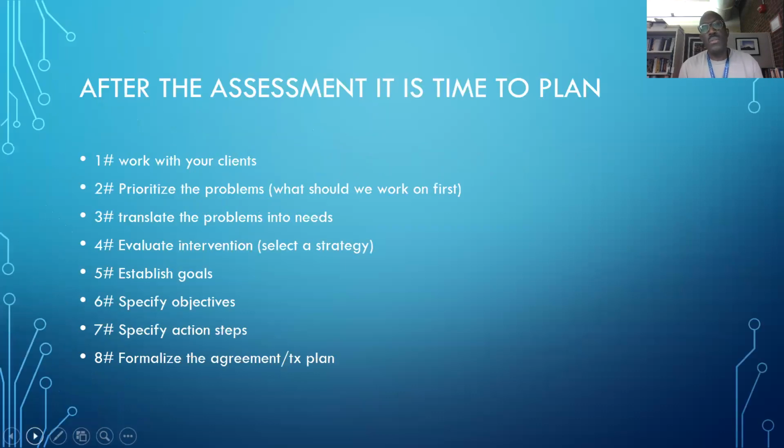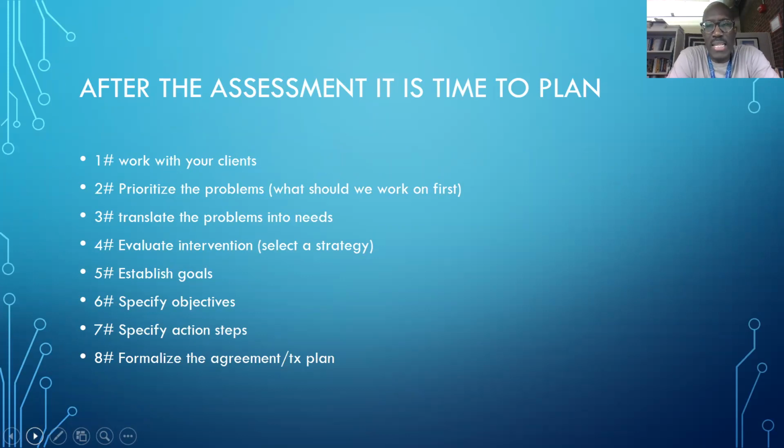All right. As we are thinking about the generalist intervention model, and we have done the engagement and the assessment, it is now time to look at the planning and the intervention. And so we're going to spend some time here talking today.